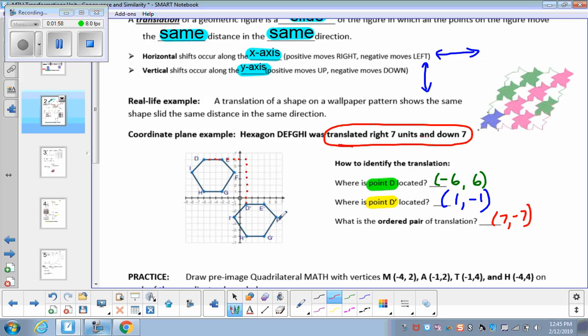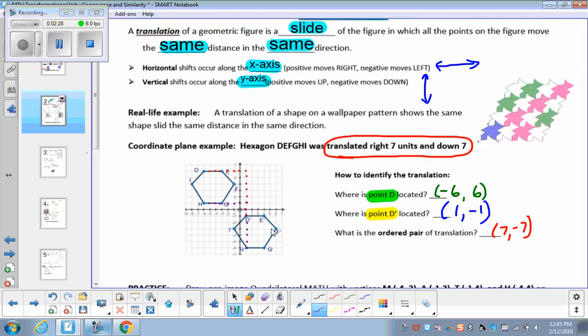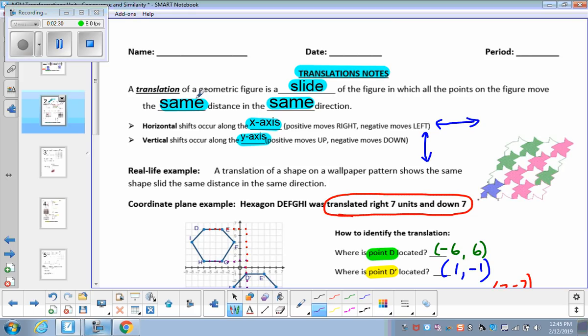and that's how it got to be here. What I did though was I asked you guys if I showed you this and then this, the preimage and then the image, I just demonstrated how we can write that translation as an ordered pair, over 7, down 7. That should work for any point. Let's check with point H. If I look at H and check for H prime, I can see that it is over 1, 2, 3, 4, 5, 6, 7, then down 1, 2, 3, 4, 5, 6, 7. That's all it means up top when it says that every point moves the same distance in the same direction.